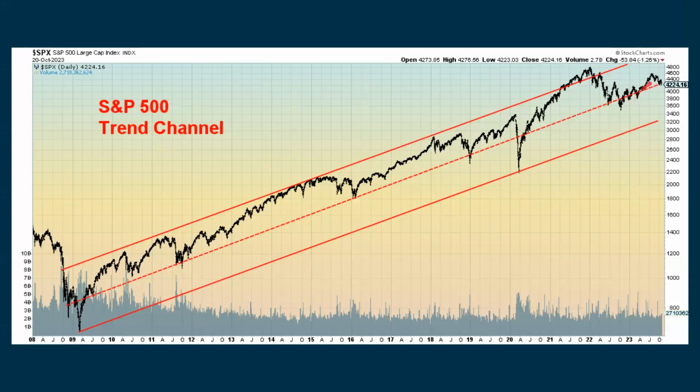Looking at our longer term chart, we're getting right down to the midpoint of the trend channel going back to 2009. We had been a little bit above the midpoint, so that was more positive, getting right back down to the middle.